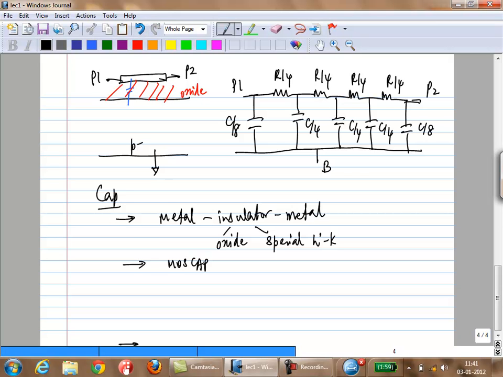So the other kind of capacitance widely used is the MOSFET capacitance. I'm sure you have studied the characteristics of the MOSFET. What happens to the capacitance? Have you studied that? I'm sure in the analog electronics course, right?